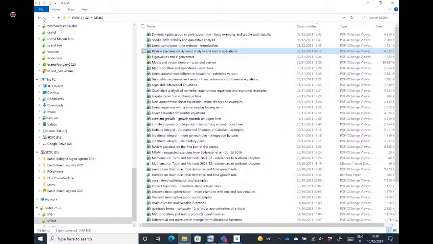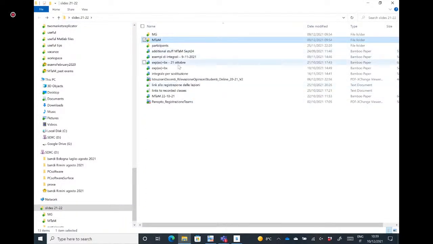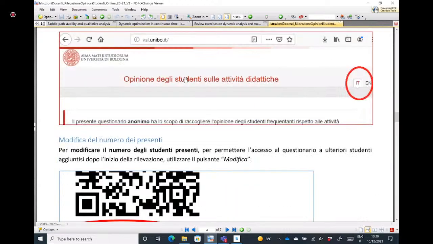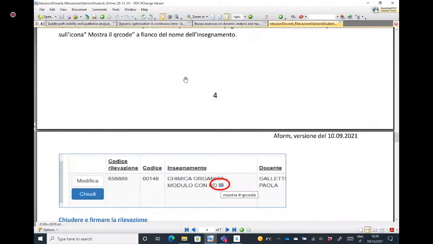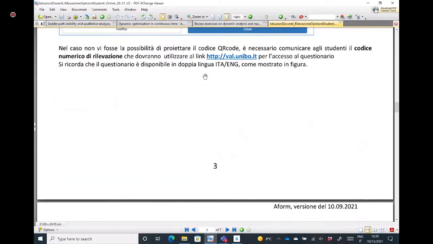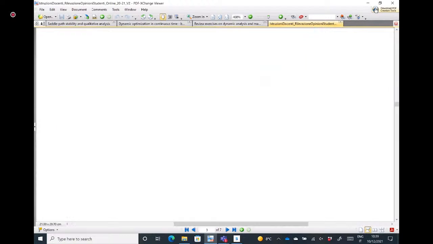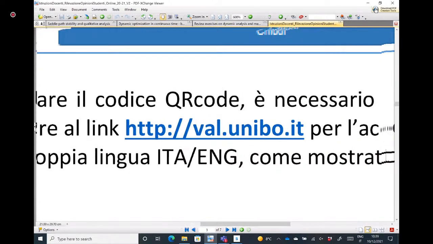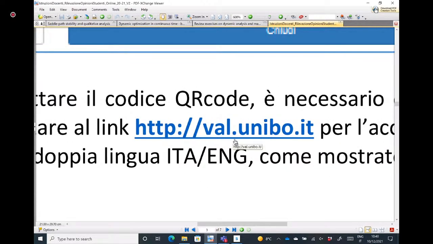Okay, so we have to do this. So this will be the website you have to connect to. And I will show you in a minute a code which is useful for this task.